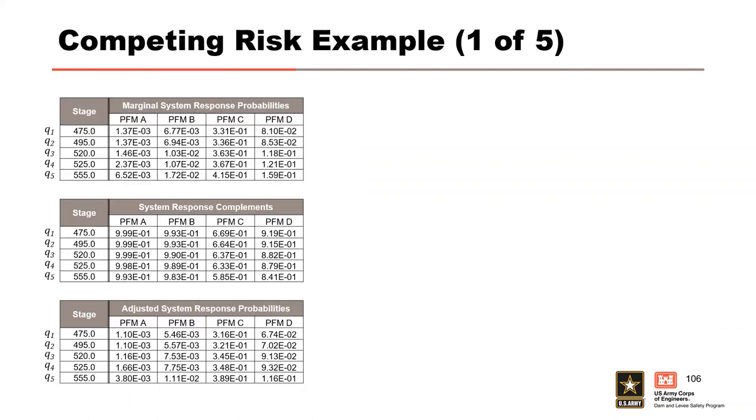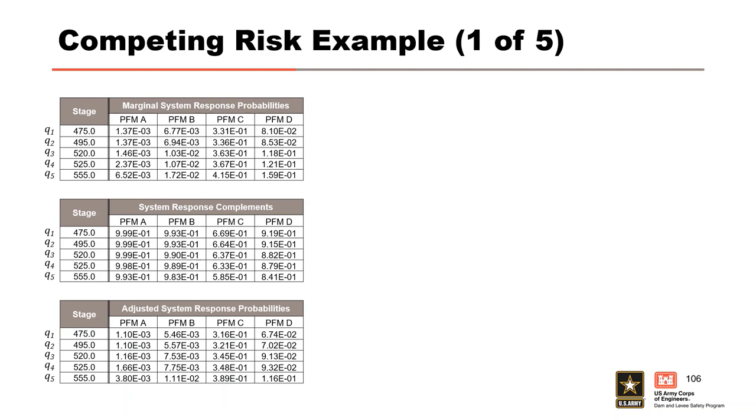This brings us to an example. We are given the system response for four potential failure modes, A, B, C, and D, and we are going to calculate their adjusted system response probabilities assuming competing risk. The top table is the marginal system response probabilities. The second table is the complement of each system response, or 1 minus the system response. Calculating the complement up front will simplify the final equation, kind of like it did when we were performing a common cause adjustment. Finally, the third table is the solution to the example.